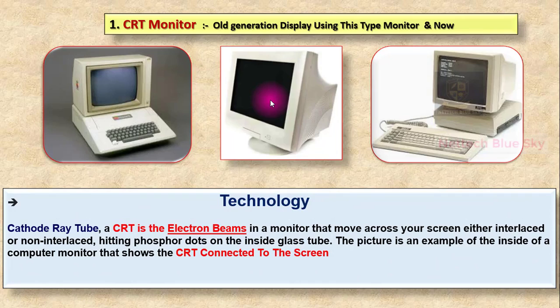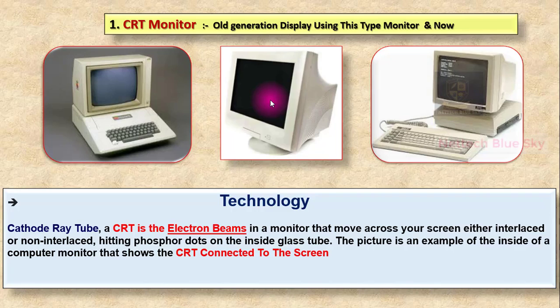So we are now discussing the technologies. Cathode ray tube. CRT's full name is cathode ray tube. It is the electronic beams in a monitor that move across the screen either interlaced or non-interlaced. These electronic beams are of three types of color beams: red, green and blue. I will discuss this very deeply in the next videos.